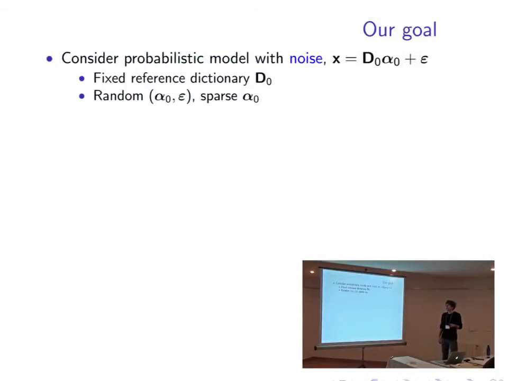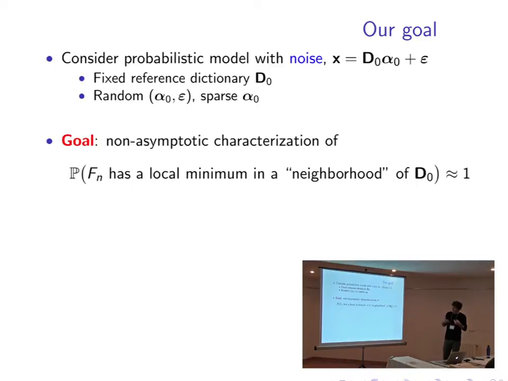To be a little bit more specific, we will consider a probabilistic model for the signals. That is, x is going to be generated as the product D0 times alpha 0 for some sparse random vector alpha 0, plus some random noise epsilon. The goal will be to characterize, in a non-asymptotic way, the probability with respect to the different sources of randomness in the problem of finding a local minimum in a certain neighborhood, which has to be characterized, for the function f of n.